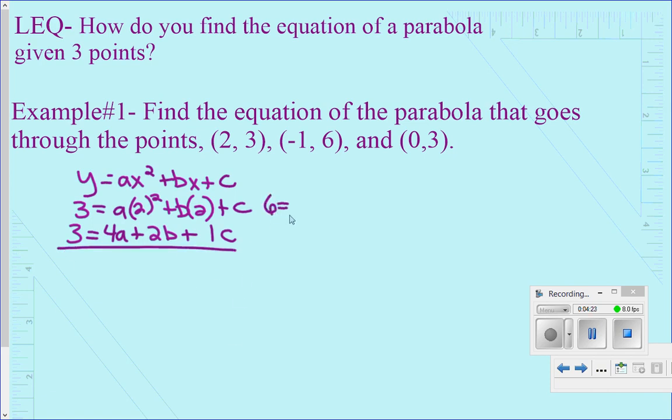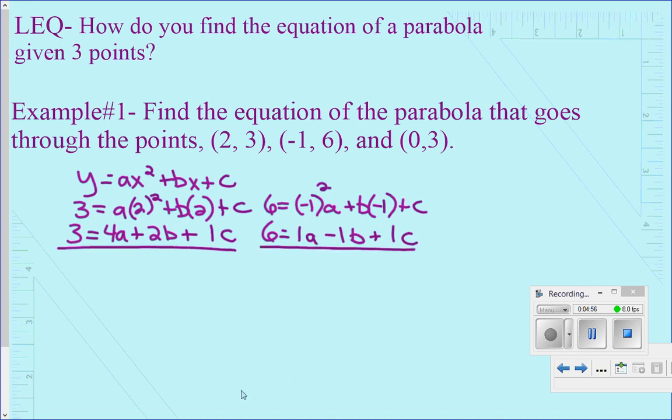So 6 equals the quantity negative 1 squared times a plus b times negative 1 plus c. If I simplify that, 6 equals the quantity negative 1 squared, which is 1. 1 times a is 1a, and I'm going to write that as 1a instead of just a. This is negative 1b and plus 1c. I'm intentionally writing those coefficients because it'll make my next step easier.